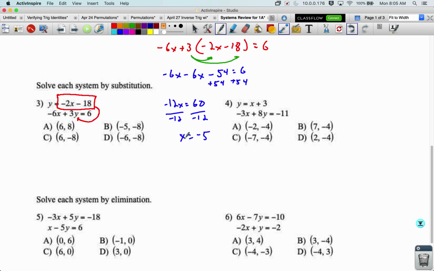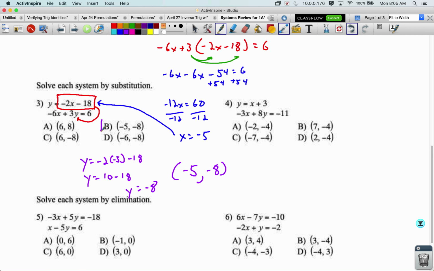So I found part of my answer, and I can reasonably guess that the correct answer is B, but I still have to plug this back in to solve for y. I'm going to plug it right back into this equation here. So that gives me y equals -2 times x, but x has been replaced by -5, minus 18. y equals 10 minus 18, y equals negative 8. Now we can put these together into the ordered pair (-5, -8), and correctly pick B as our answer.